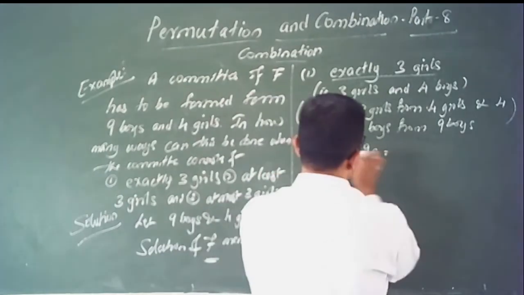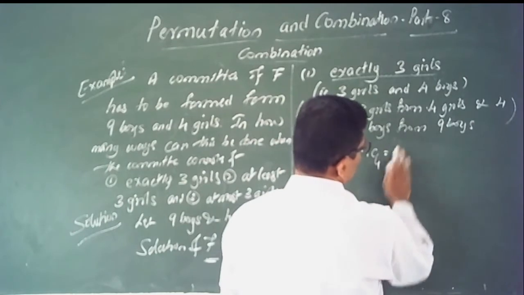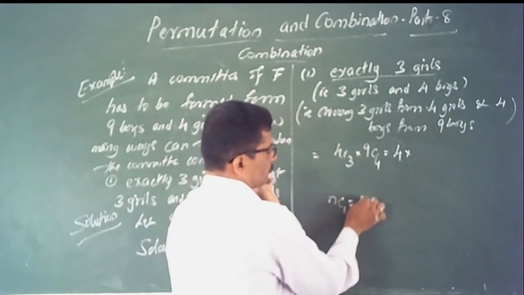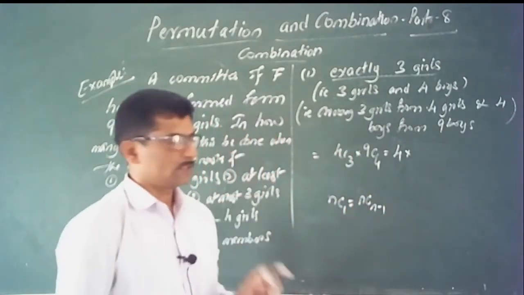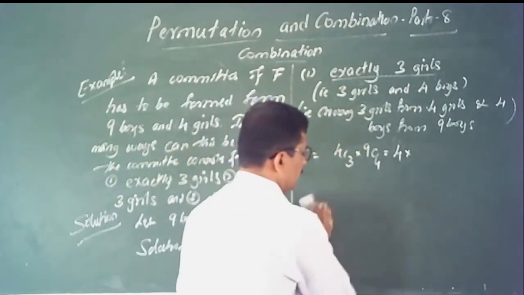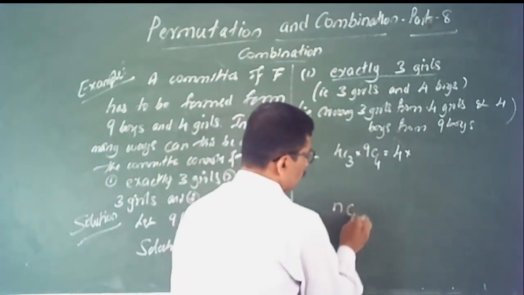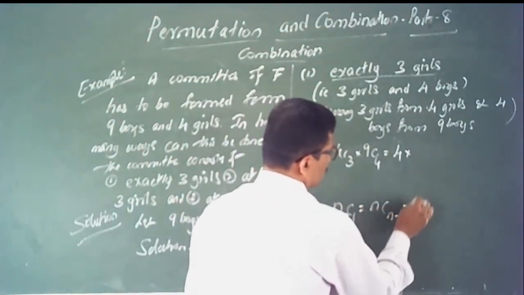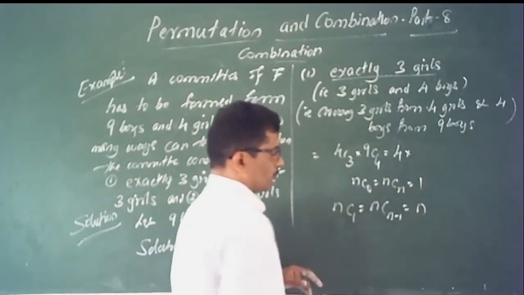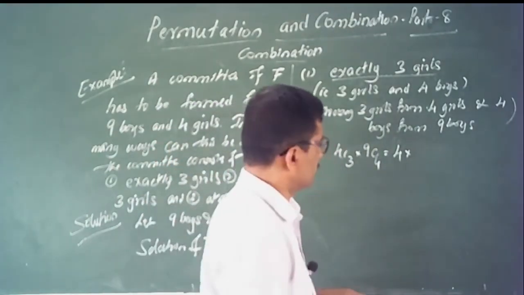Simplify: 4C3 means 4C1, and 4C1 means 4, just remember. Here remember NC1 is equal to NC(N-1), and this value is always equal to N. NC0 is equal to NCN, which is always equal to 1. These are the important notations in combinations.